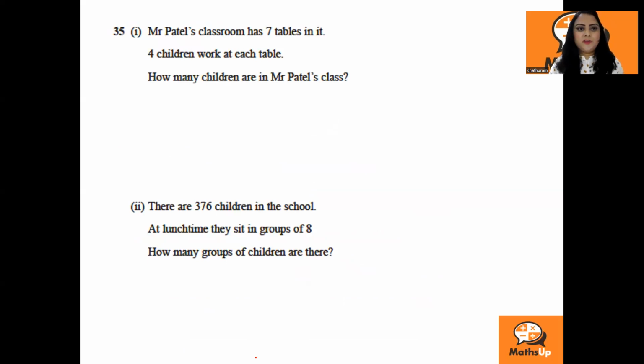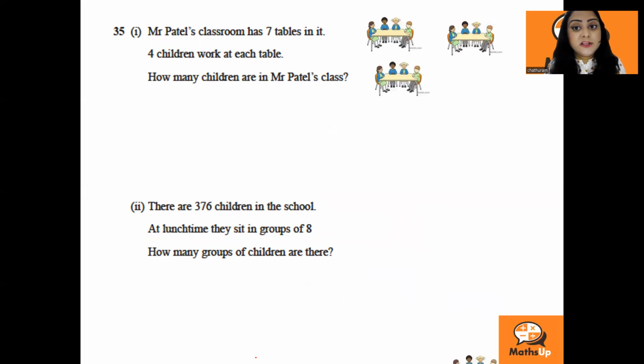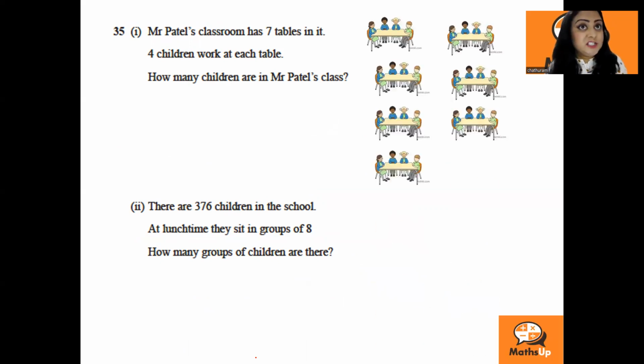Then the 35th question. First one. Mr. Patel's classroom has 7 tables in it. 4 children work at each table. How many children are in Mr. Patel's class? So it's very easy. There are 7 tables. Each table there are 4 children. So you have to calculate how many children are there. It's a very practical question. So you have to multiply 7 times 4. There are 28 children.